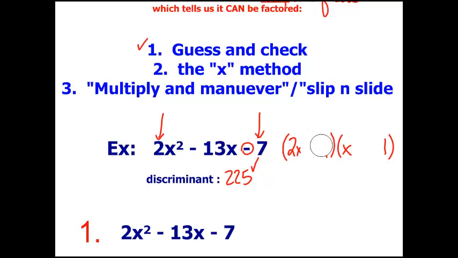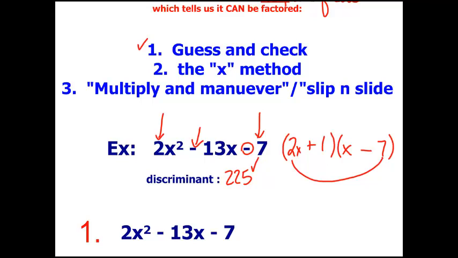So what I actually have to do then is go back and change the position of the 7 and the 1. And then I have to figure out which one I want to be positive. Well, this is a negative 13, so I know I want the 2 times the 7 to be negative, so I'm going to put my negative there and my positive there. That is how guess and check works.